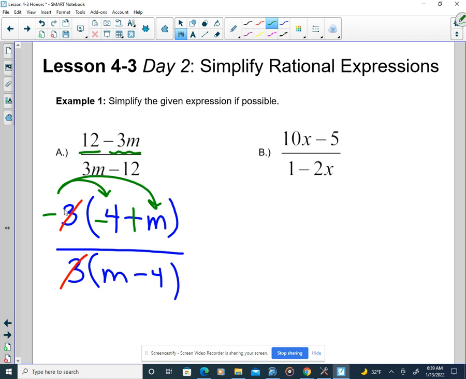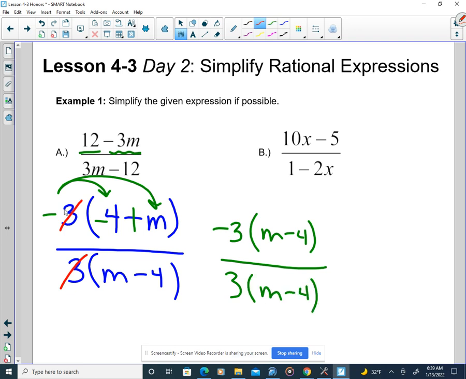So now if I wanted to, I could rewrite this as negative 3 times the quantity m minus 4 over 3 times the quantity m minus 4. So now I could mark out the m minus 4's and the m minus 4's. And the 3's will cancel out, right? But this 3 is negative, so that's like having negative 1 over 1. So this simplifies to negative 1. So this would equal negative 1.